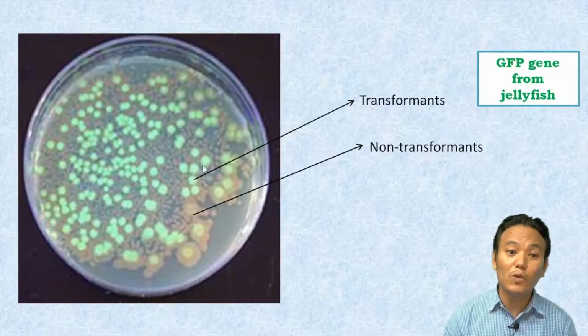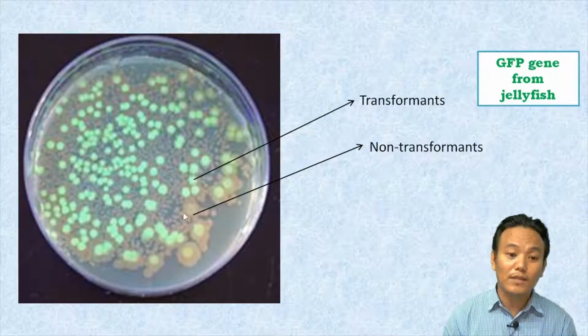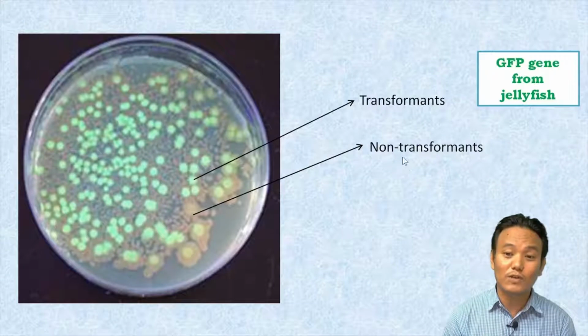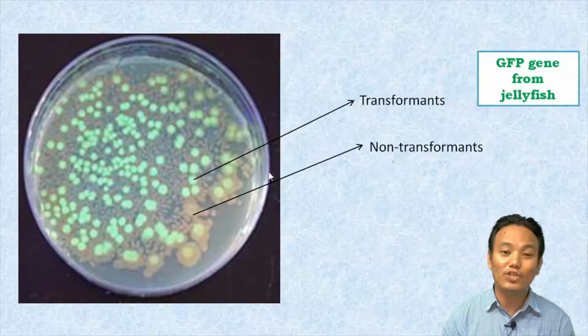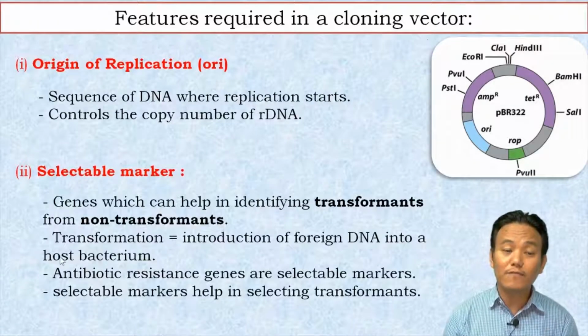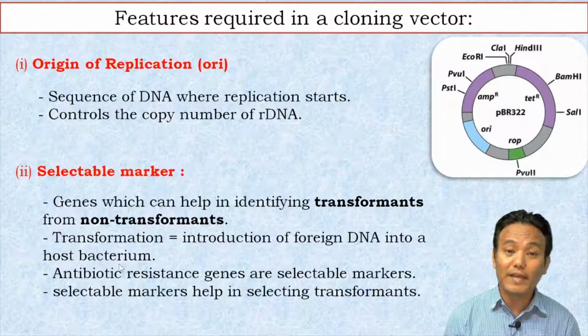Therefore, they are able to glow under UV light. And these bacterial colonies which do not glow under UV light do not contain this particular gene from jellyfish, and therefore they are not glowing under UV light because they are not producing green fluorescent protein, right? So the difference between transformant and non-transformant is that the transformant contains the foreign gene, whereas the non-transformant does not contain the foreign gene. Okay, now in this case, the cloning vector itself is the foreign DNA for the host bacterium.